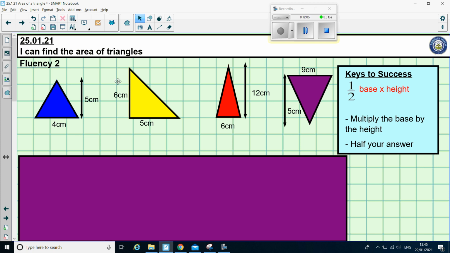Similarly the yellow one, I would do 5 times 6, 5 times 6 is 30, half it, the answer I'm looking for is 15 centimetres squared. Okay then, Year 6, do you want to pause the video and just have a go at the red and the purple triangles and see if you can find the area of those triangles?